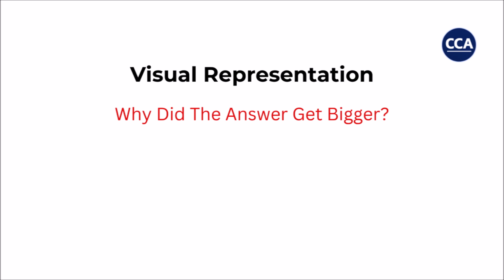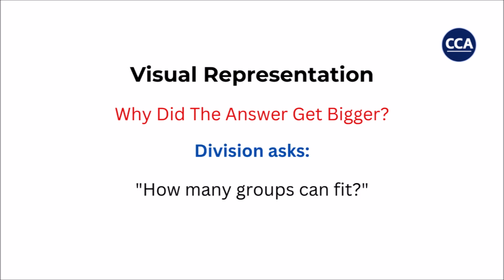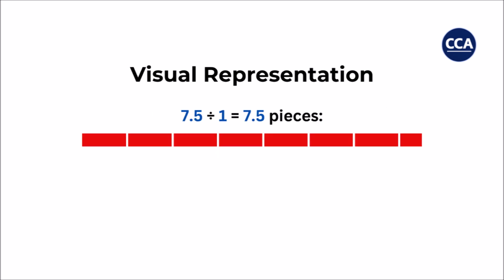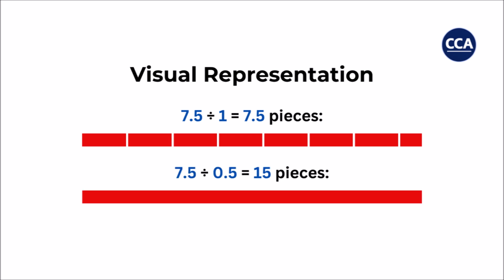Let's understand this visually. Think about what division really means. It basically asks how many groups can fit. For example, if the group size is 1, then 7.5 contains 7.5 groups. If the group size becomes smaller, like 1/2, we can fit more groups. 7.5 divided by 0.5 equals 15.